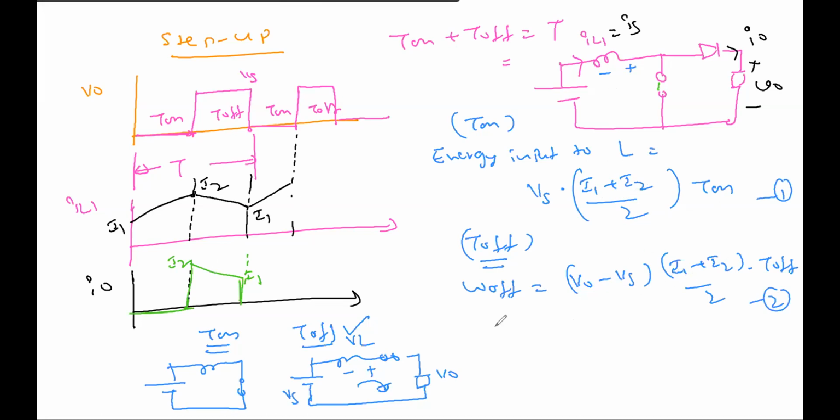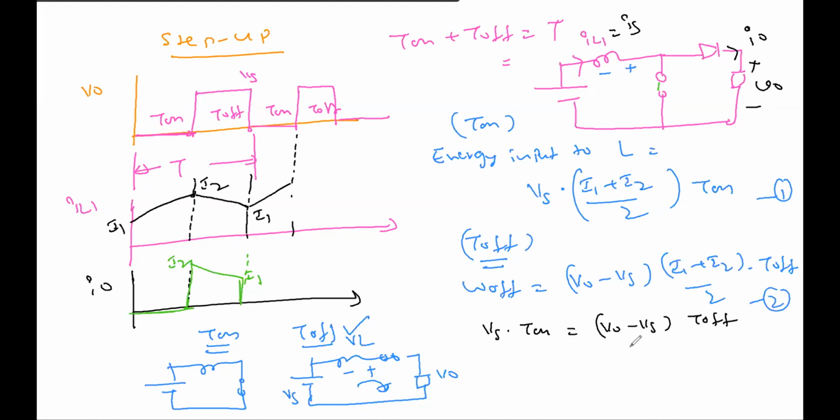Only you are remaining with Vs T on and V0 minus Vs. ये वाला important point है, energy taken by the inductor and energy released by the inductor has to be equal. Vs T on V0 minus Vs T off. So this becomes here now.